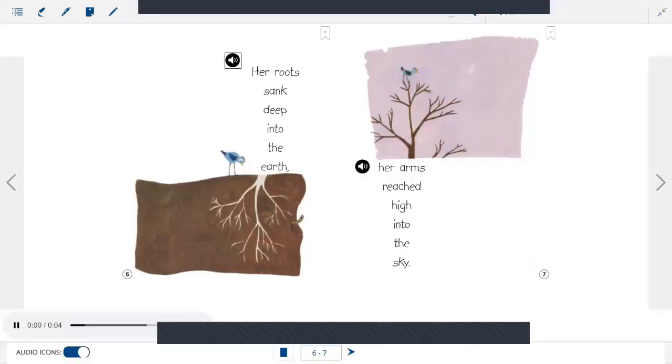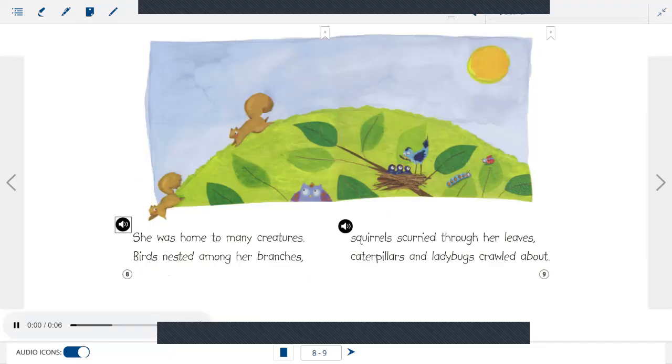Her roots sank deep into the earth. Her arms reached high into the sky. She was home to many creatures. Birds nested among her branches. Squirrels scurried through her leaves. Caterpillars and ladybugs crawled about.